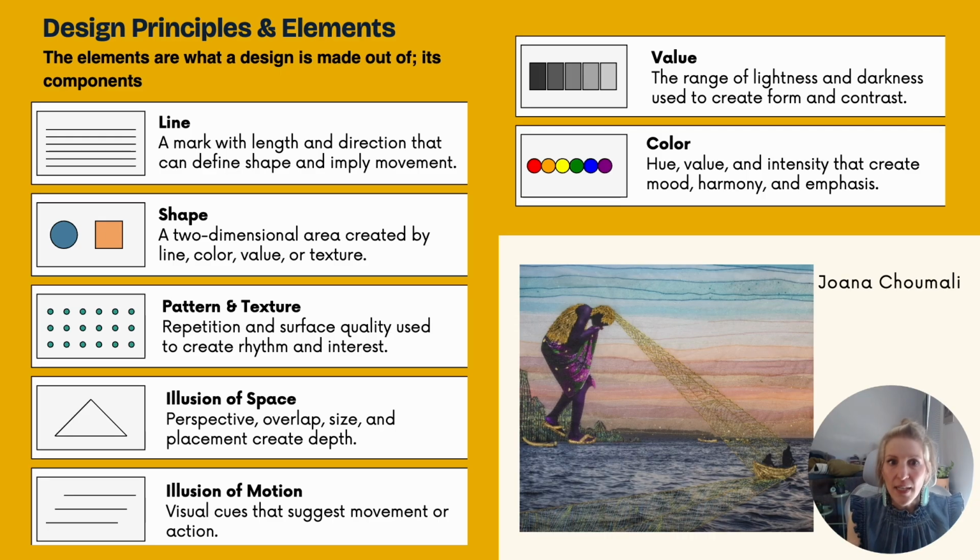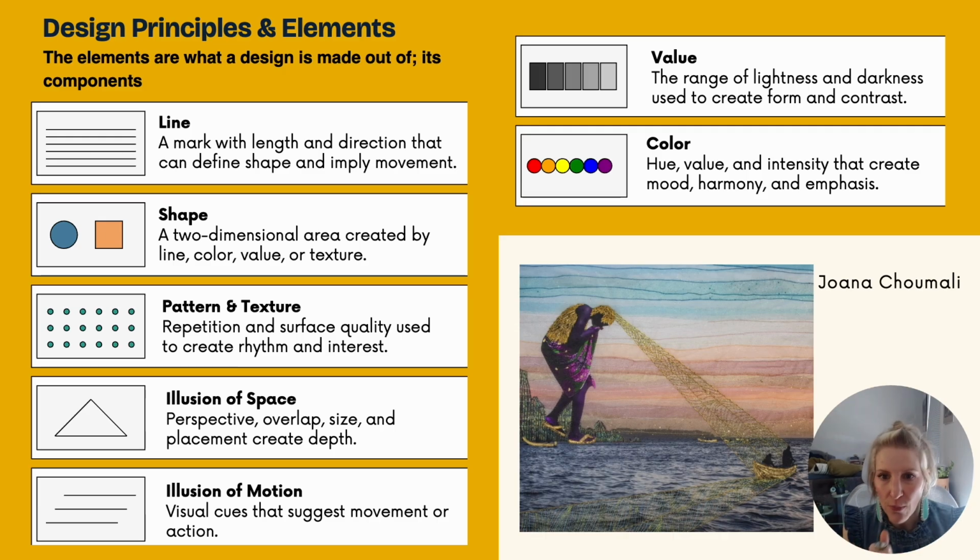Illusion of space is the use of perspective, the use of overlap, size, and placement, and all of these components help create depth in a composition. The illusion of motion are visual cues that suggest movement in a composition or create a sense of visual rhythm or action. Value is the range of lightness and darkness used to create form and contrast. And then finally, color. Color is the hue, value, and intensity that creates mood, harmony, and emphasis.